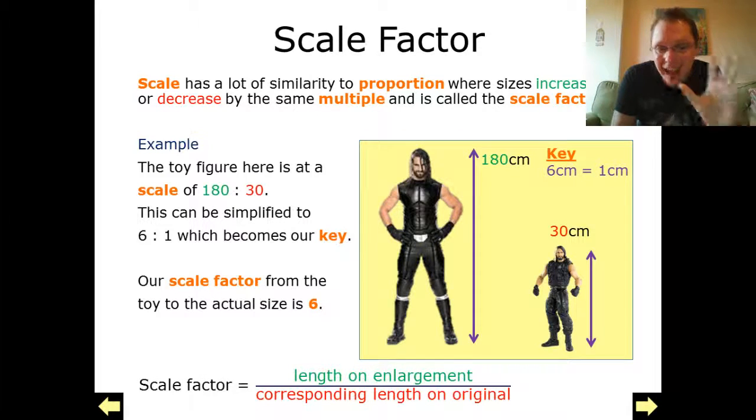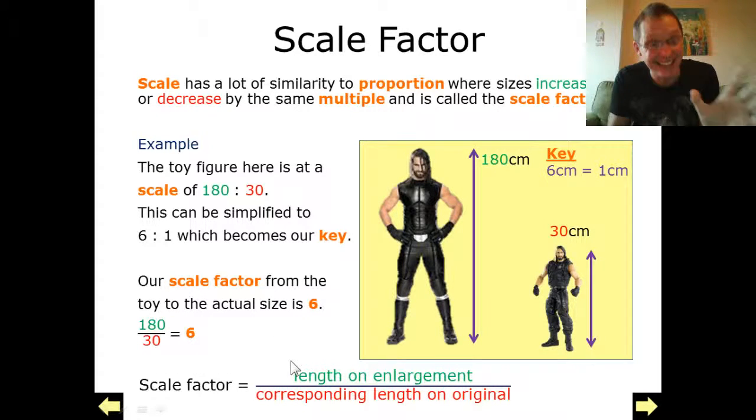Now I'm going to show exactly how we get that from taking the height of the large shape and I'm going to divide that by the height of the small shape. By doing that, I've got 180 divided by 30, which gives me 6. So 6 is the scale factor.